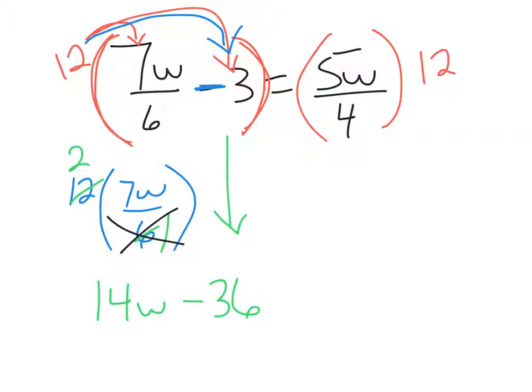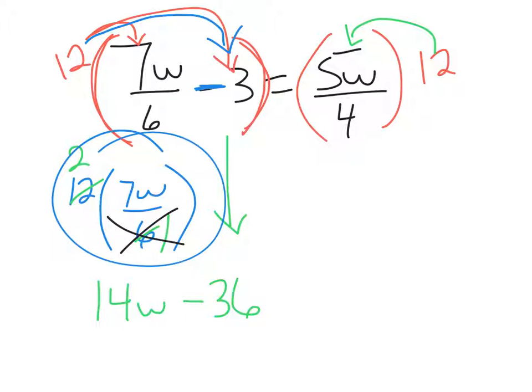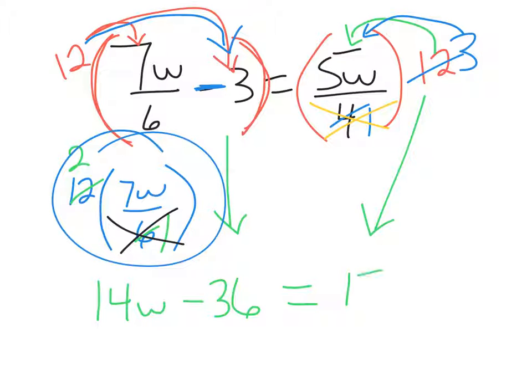And then distributing that 12 to the last part at the end, on the other side of the equal sign, we'll do the same thing that we did with the 6 over here. Both 4 and 12 can be divided by 4. 4 divided by 4 would be 1, so that bottom will just cancel out. And 12 divided by 4 is 3. So we're left with 3 times 5w, which means that it's equal to 15w on the other side.